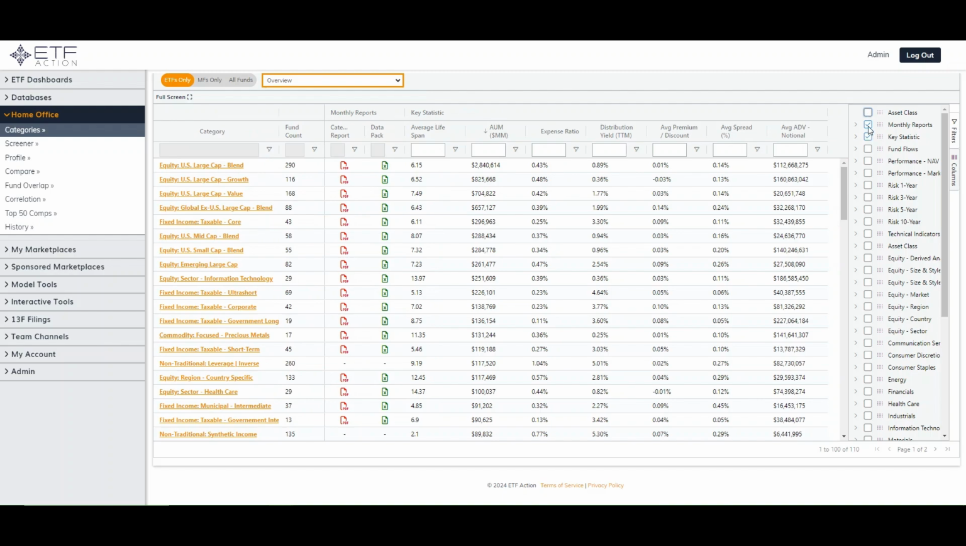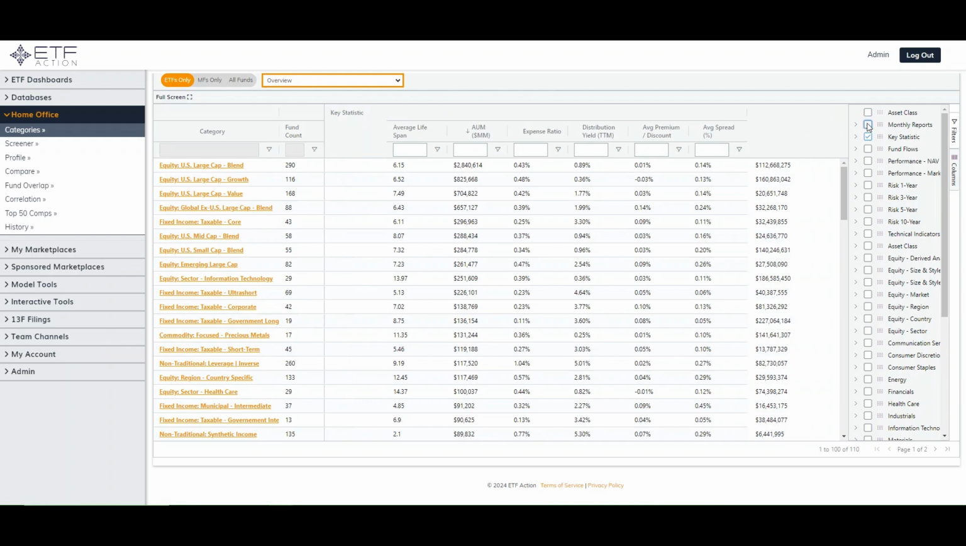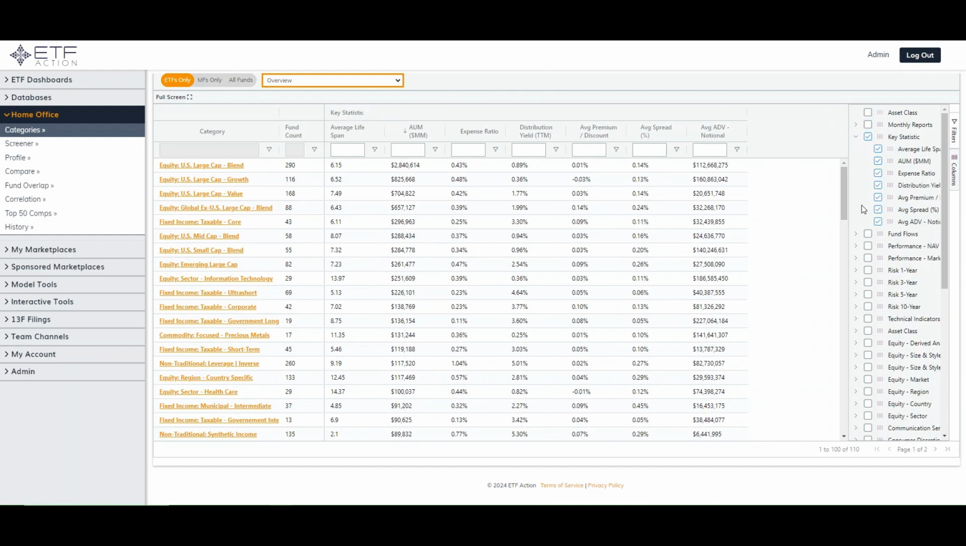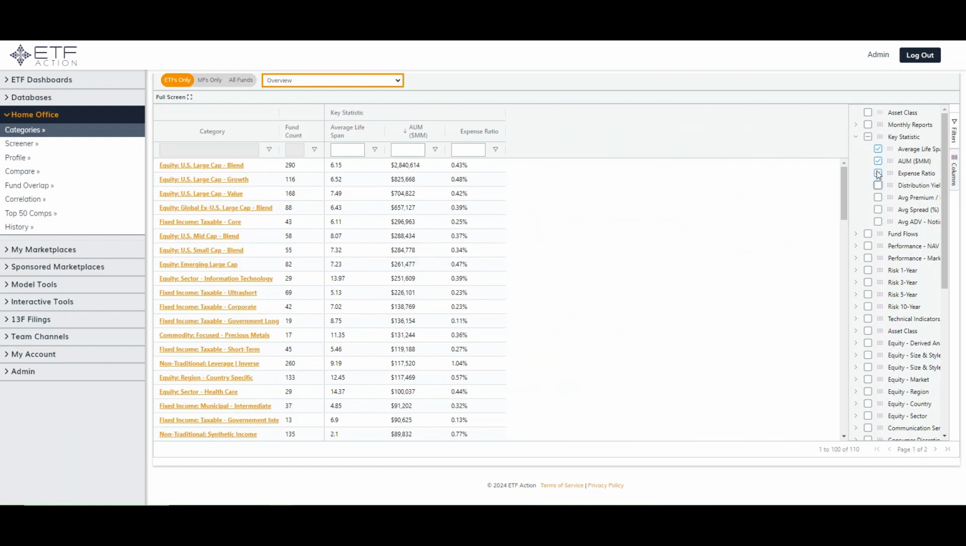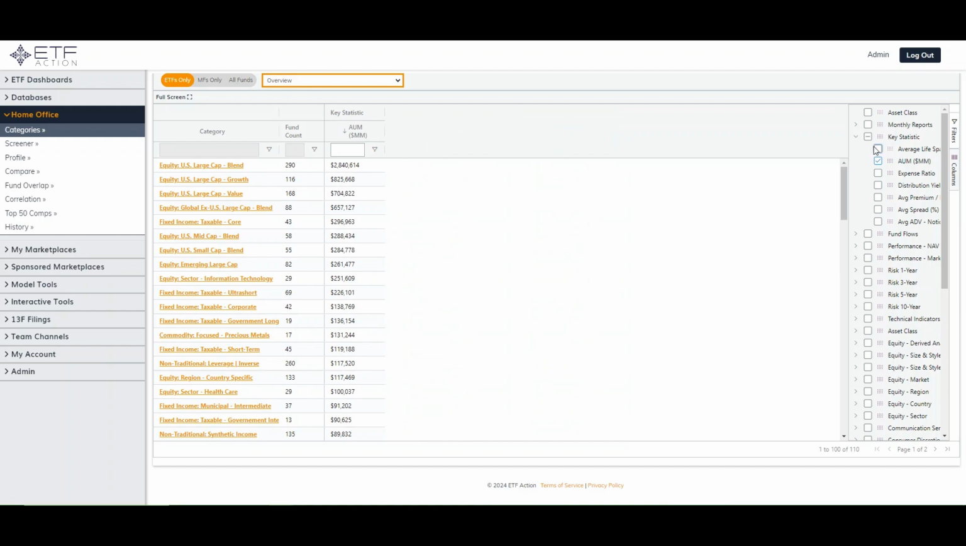Monthly reports, I don't need that in our view for today, but we do publish these monthly, a data pack and a PDF that looks at every category. I'll get rid of those. Key stats, not interested in liquidity today, premiums or discounts or yields, expense ratios, nope. Just want to see our assets, quite frankly.